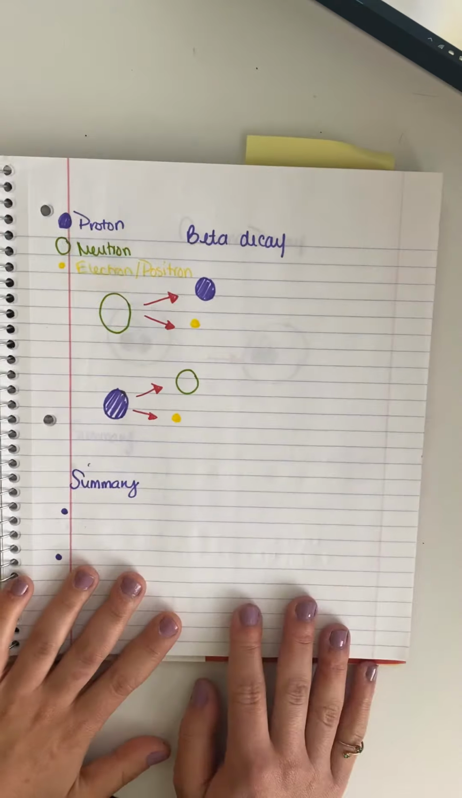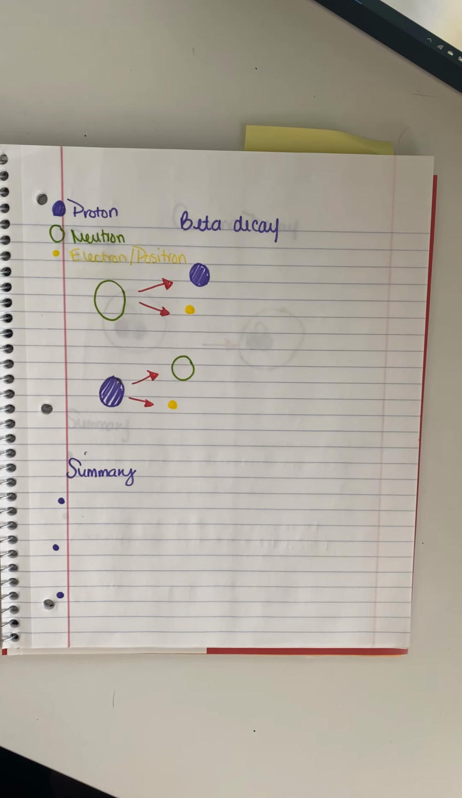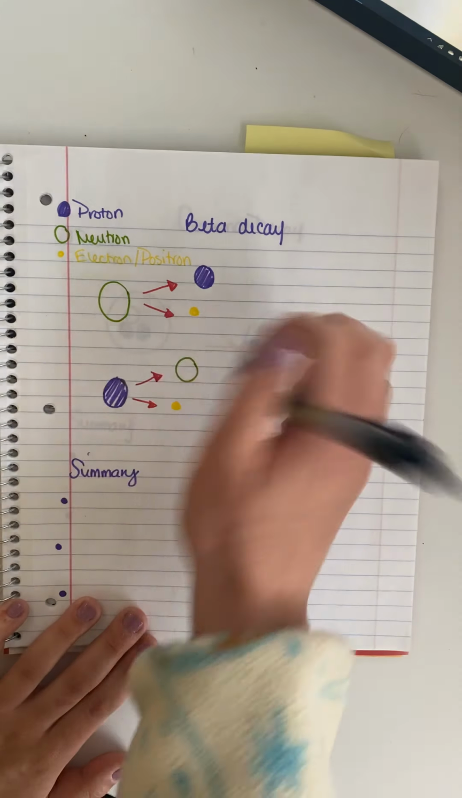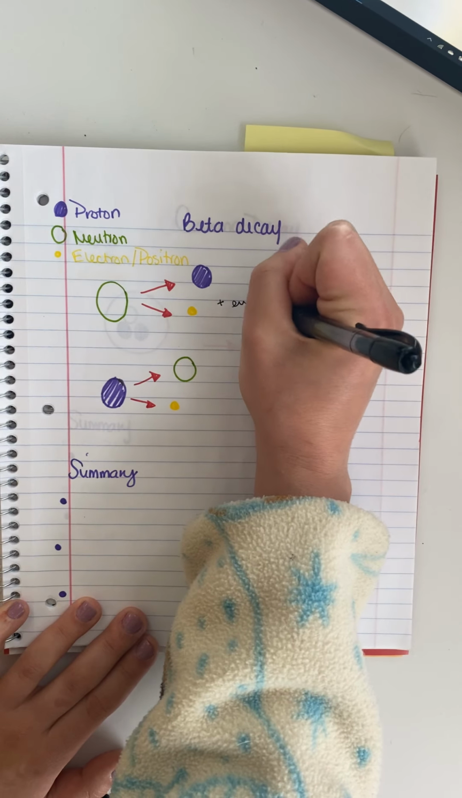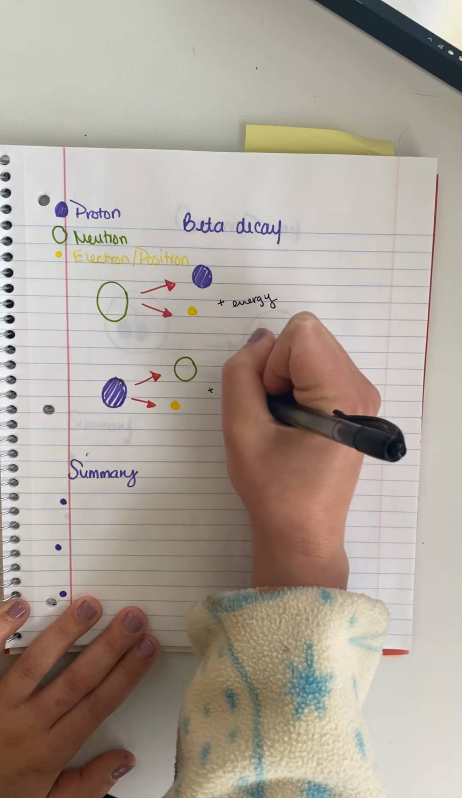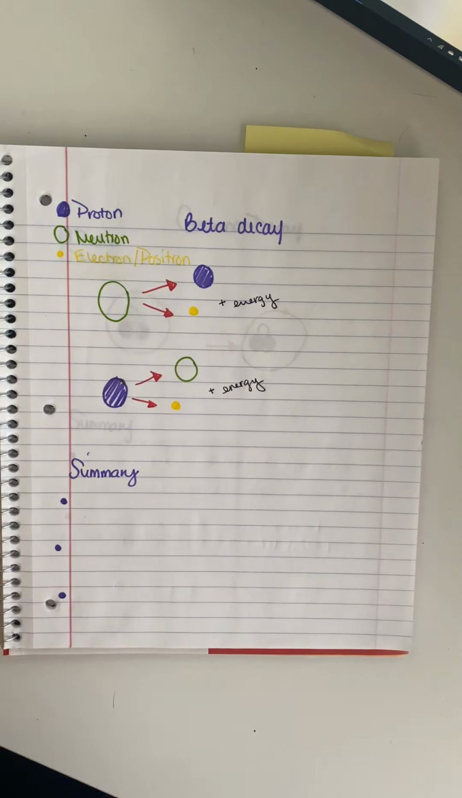Let's talk about the next type of decay. We have another type of decay. It is called beta decay, and this also occurs because we have that unstable nucleus, but instead of emitting an alpha particle, now we emit a beta particle as well as energy. So let me just write plus energy here, just like I did last time. So we emit a beta particle as well as energy.